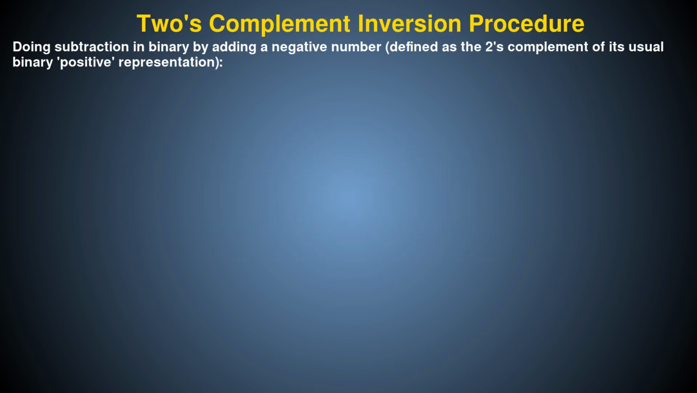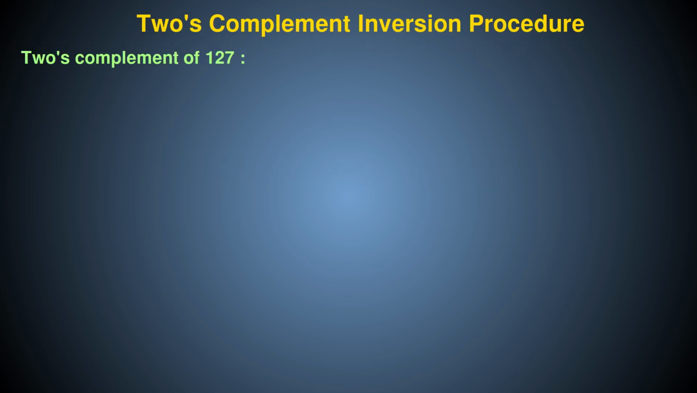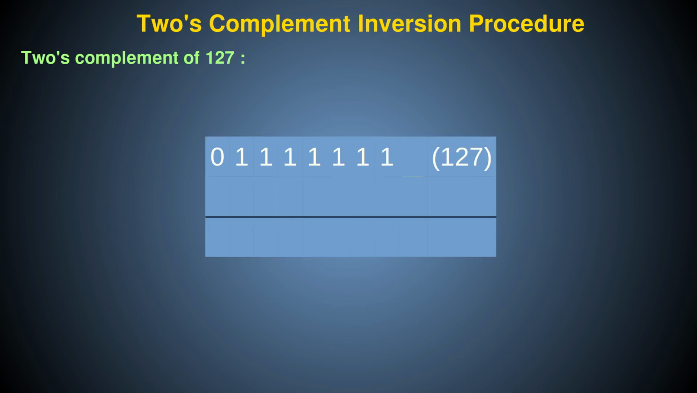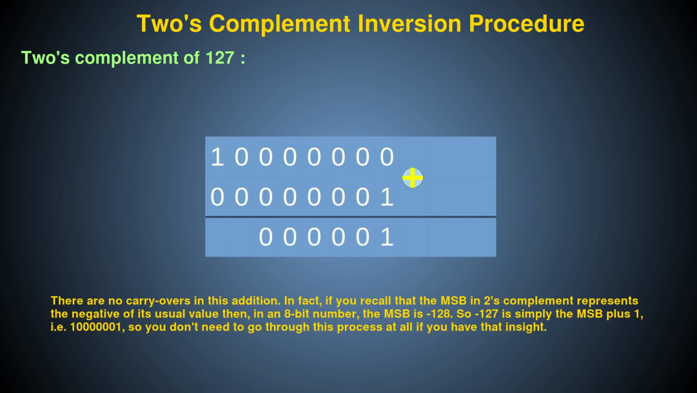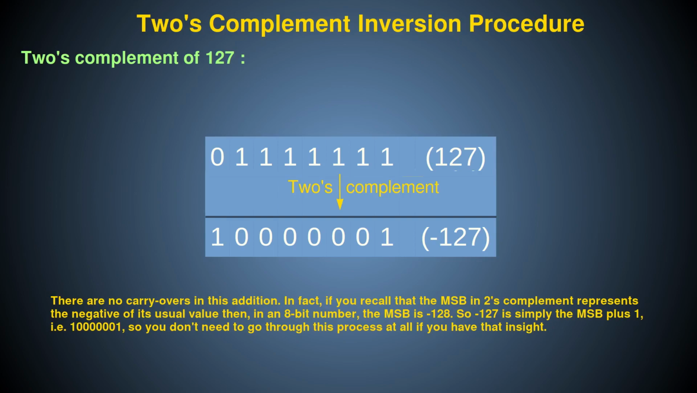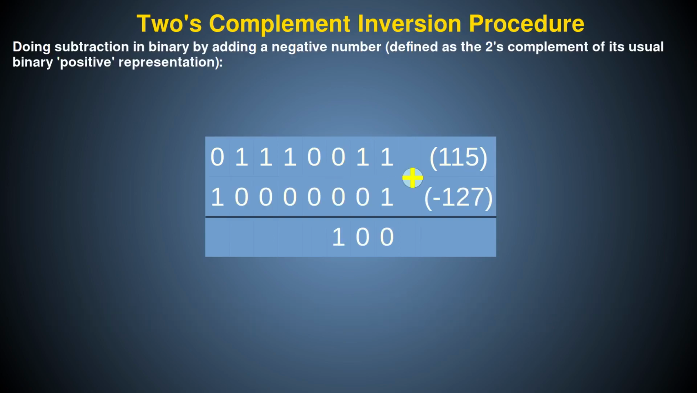But what about a subtraction that will result in a negative number? For example, 115 minus 127, which we know should give -12. Let's see if it works with 2's complement. First, let us find out what -127 is, starting from +127 and applying 2's complement like so. First, invert the bits, then add 1. So, this is -127 in 2's complement notation. Now we do simple binary addition to 115, as shown.